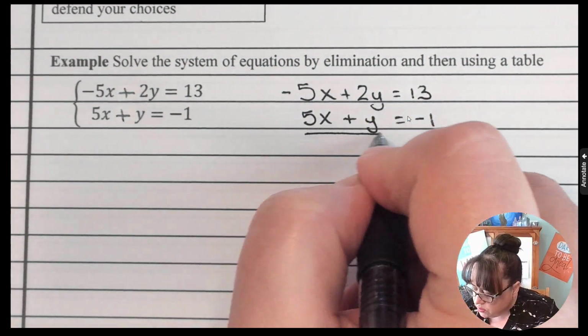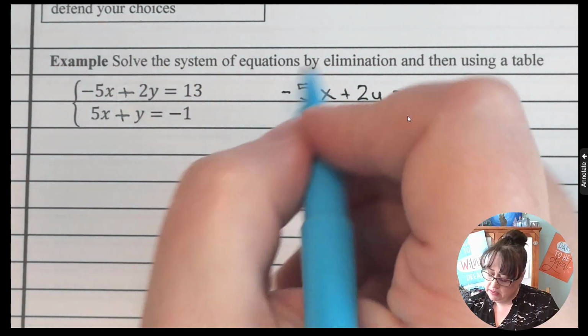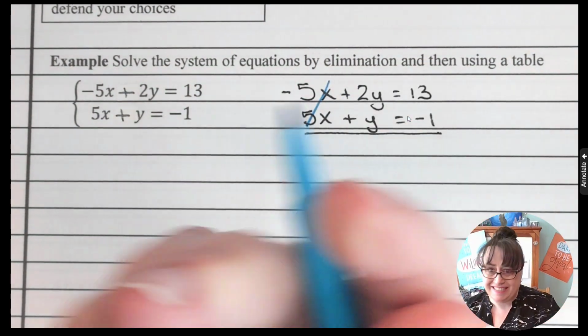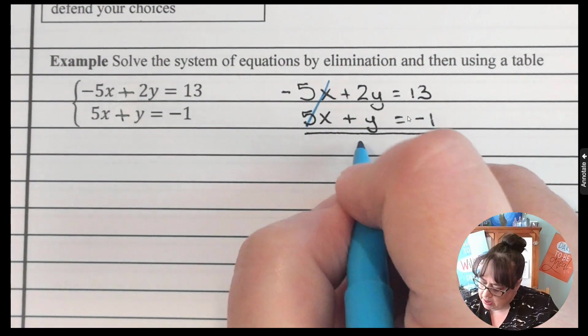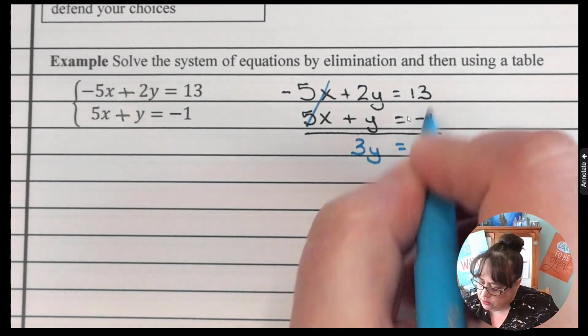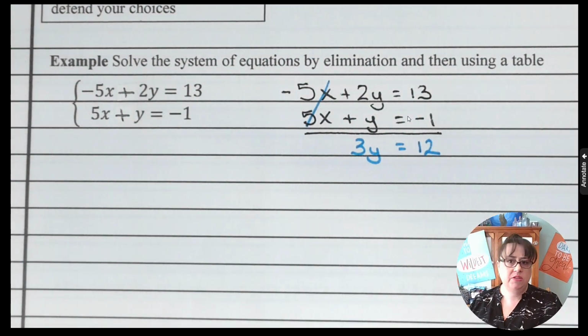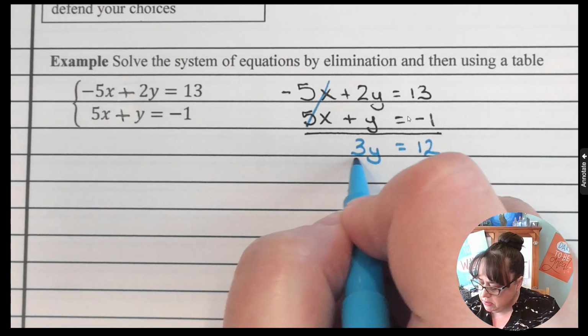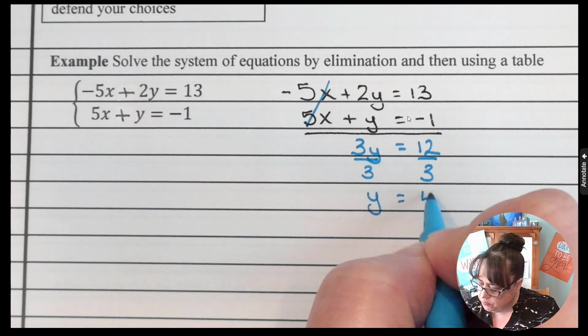And now we're just going to add in our like terms. So negative 5x plus 5x is 0x. And so we're not going to do anything there. But 2y plus y is a 3y. And 13 minus 1 is a 12. And now we just have a nice, simple one-step equation that when we divide both sides by 3, we get y is equal to 4.